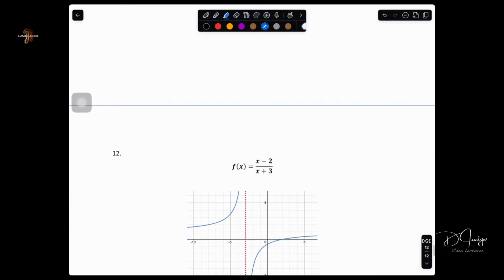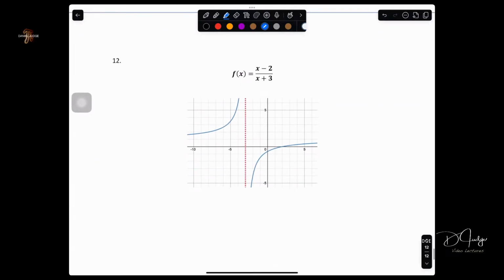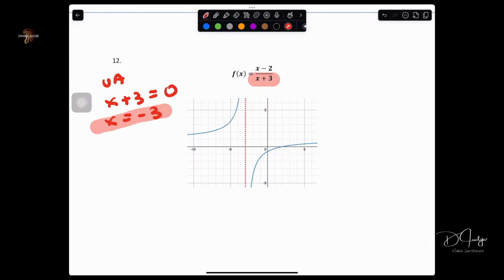Number 12, another nice rational function where we have to determine where that denominator is 0, because we're going to have a vertical asymptote where x plus 3 equals 0. Solving for x means x is negative 3. So as you guys can see from the graph here, at x is negative 3, you have a vertical asymptote.